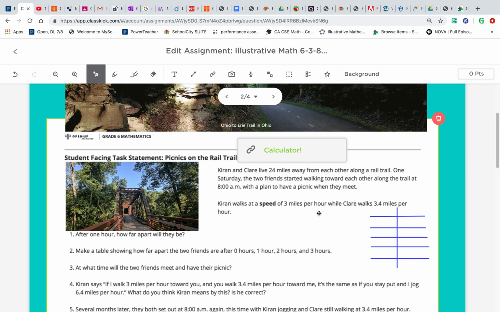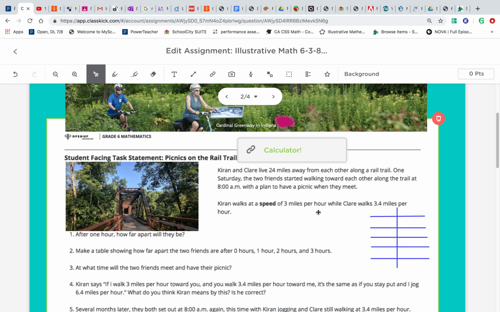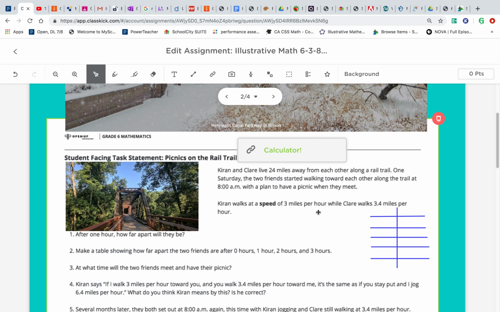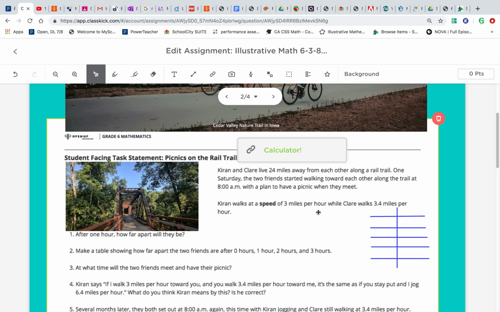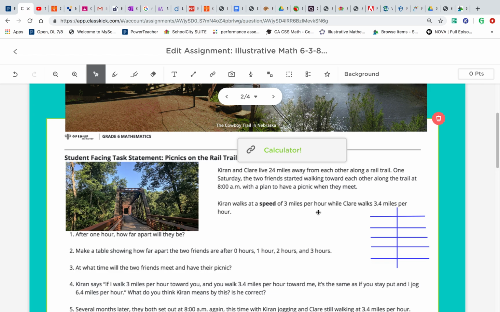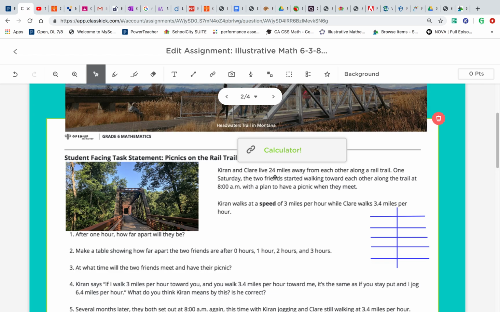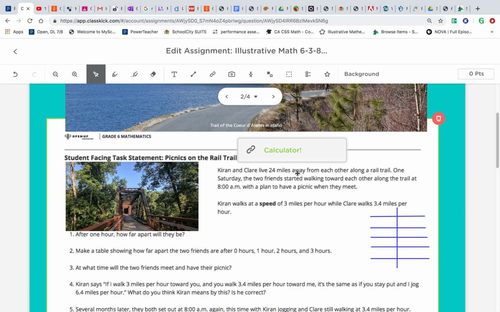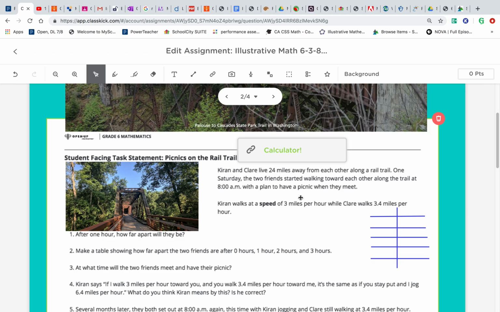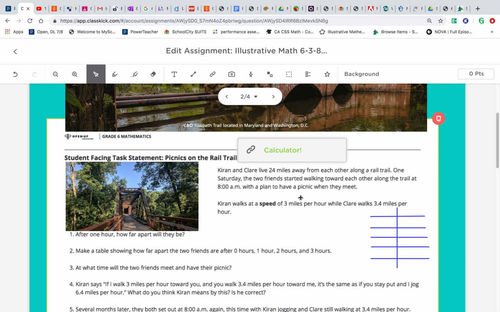Okay, so it's important to try to understand what's happening here, understand the situation, and sometimes it can help to make a little picture, just a very, very basic picture to help you kind of see what's happening. So these two people, they live 24 miles away from each other, so they're apart, right? So they want to move towards each other.